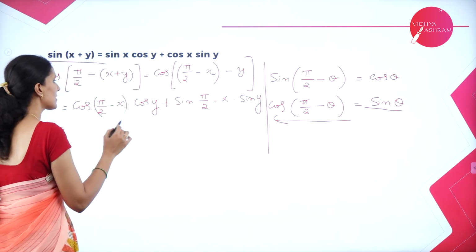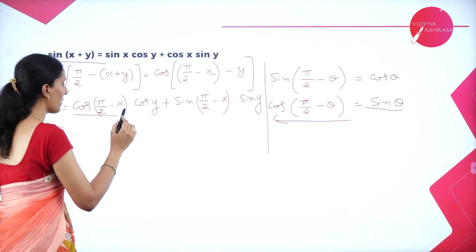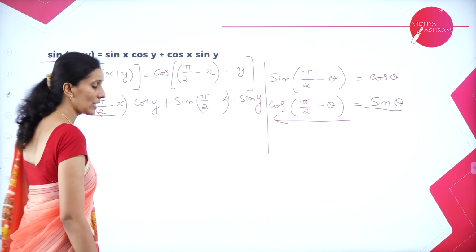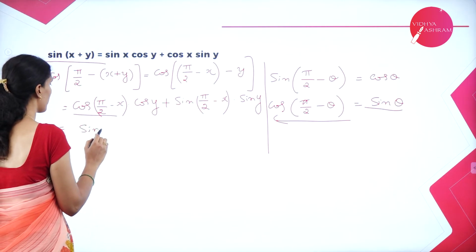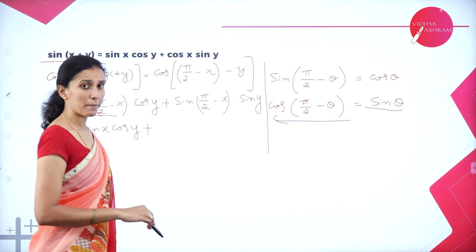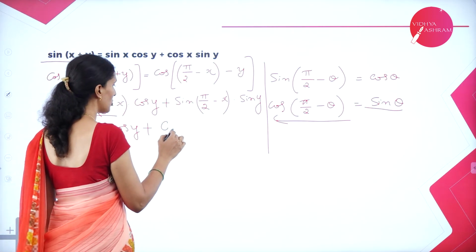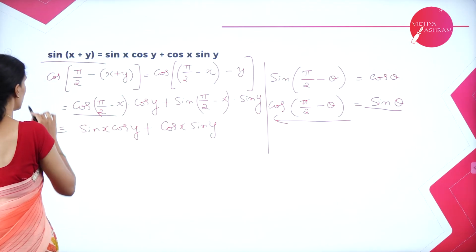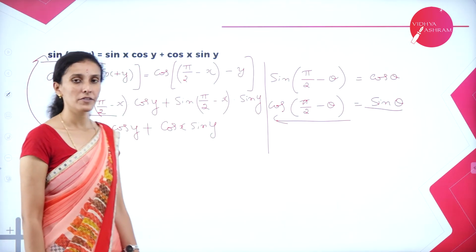Now what is cos(π/2 − x)? Cos(π/2 − x) is your sin x. So this is sin x cos y plus, what is sin(π/2 − x)? It is your cos x. The ratio changes, which is sin y. So see here, this is what you got, that is the sum, sin(x + y).